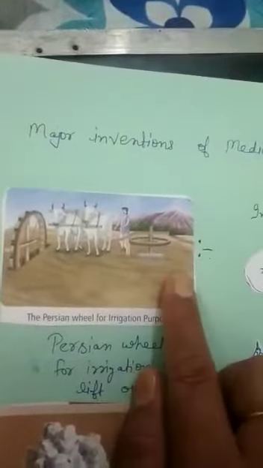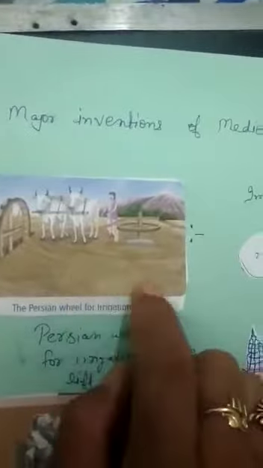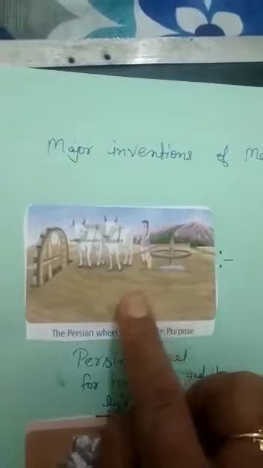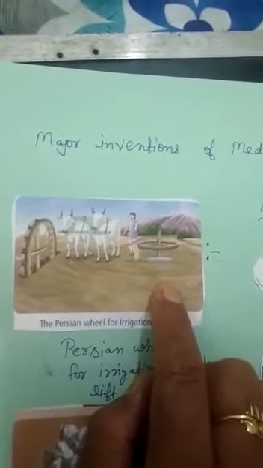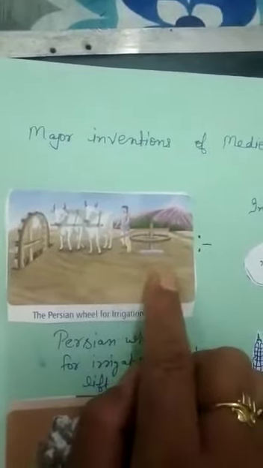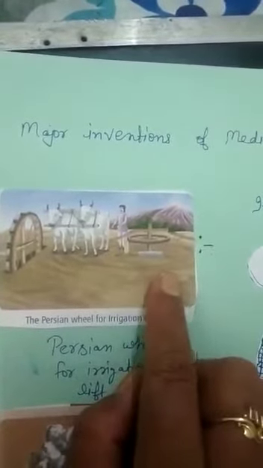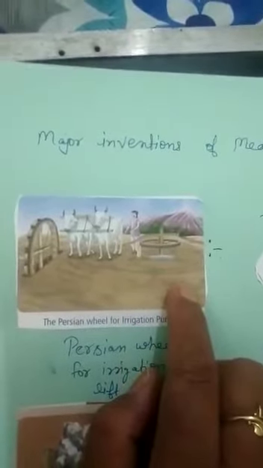You can see here, this is the picture of the Persian wheel. The Persian wheel was invented at that time, for the very first time. It was used to lift water out of the wells, and it was used to irrigate the lands. It was the major discovery of that period, as it increased farm production. Here we can see a farmer using the Persian wheel for irrigating the land, meaning watering the land.